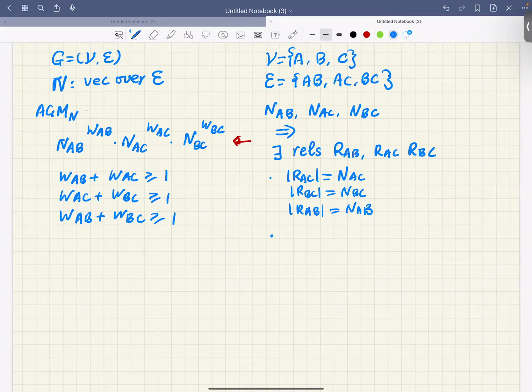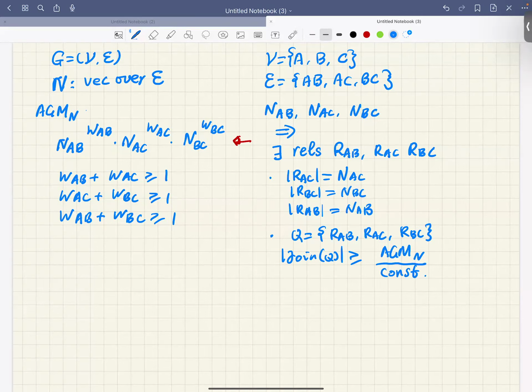Furthermore, let Q be the join defined by these three relations. Then the join size of Q is larger than or equal to the AGM bound I just defined over some constant. You will see that for this particular query, the constant will be 8. It may not be the tightest, but it is the constant that I can prove today in the next 30 minutes. Let's look at the statement again: the AGM bound is the best upper bound that you can come up with on the join size, up to a constant factor, provided that the only information you use is the cardinality values.